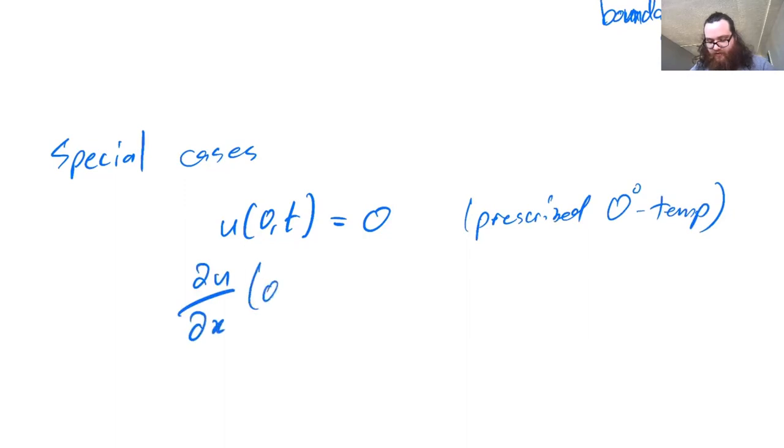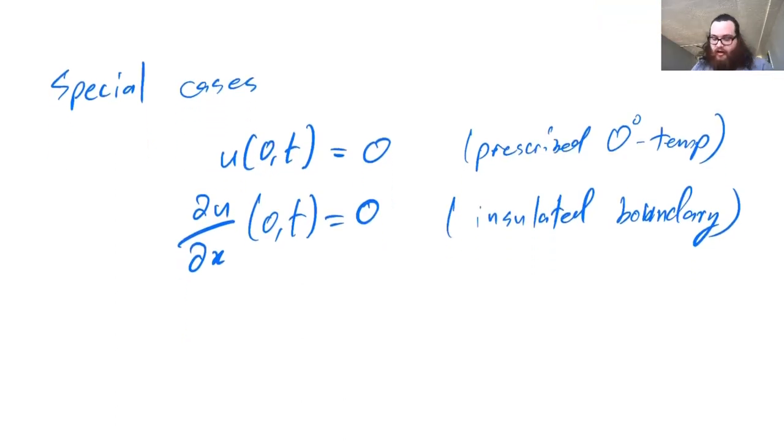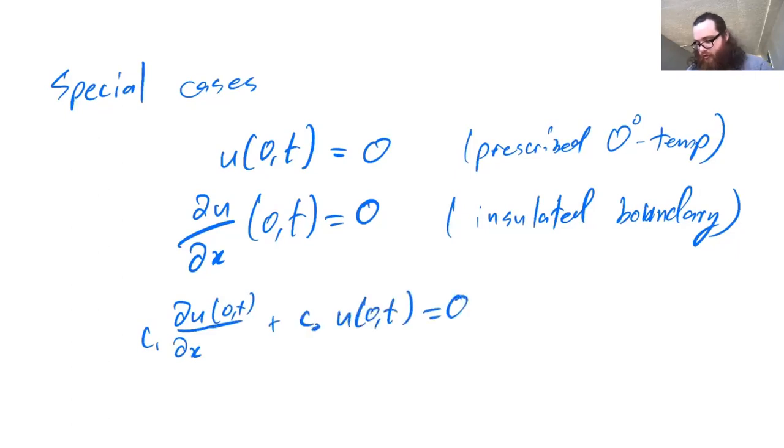If we say there's no flux, this might be an insulated boundary. No heat can flow in or out. Okay, so you'd expect that if there's no source, then the total heat energy remains constant. And that's something that we'll revisit. And then, of course, we can also say, well, this derivative at 0,t plus some other constant times the function value, that's 0.